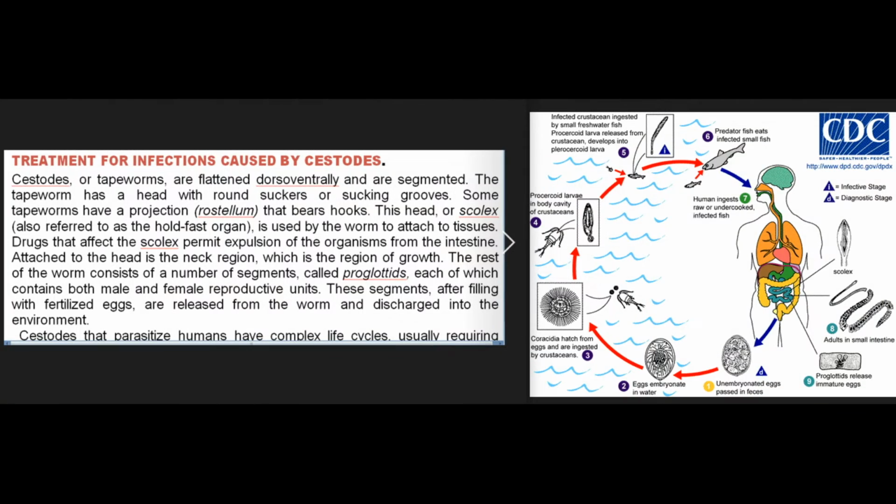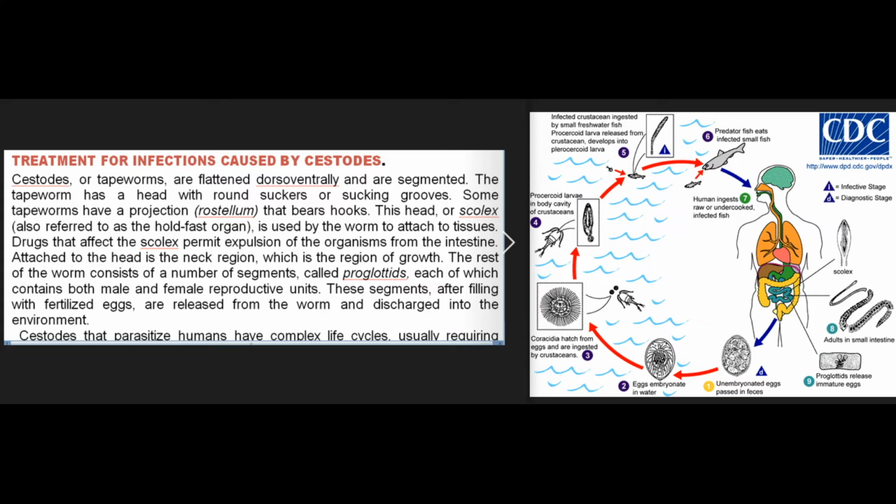Treatment for infections caused by cestodes. Cestodes, or tapeworms, are flattened dorsoventrally and are segmented. The tapeworm has a head with round suckers or sucking grooves. Some tapeworms have a projection, rostellum, that bears hooks. This head, or scolex, also referred to as the holdfast organ, is used by the worm to attach to tissues.